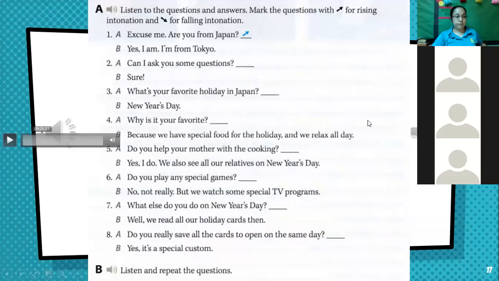Page 116. Unit 10. Exercise 2.4. A. Pronunciation focus. Intonation in questions. 1, Excuse me, are you from Japan? Yes, I am. I'm from Tokyo. 2, Can I ask you some questions? Sure. 3, What's your favorite holiday in Japan? New Year's Day. 4, Why is it your favorite? Because we have special food for the holiday, and we relax all day.